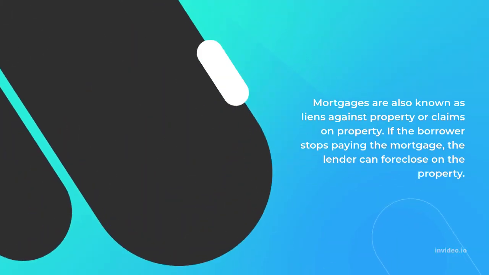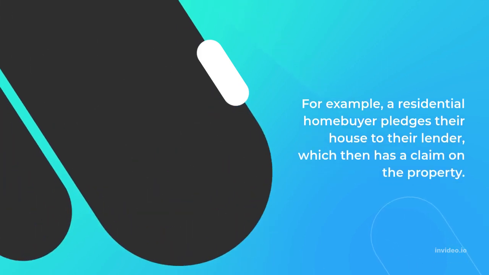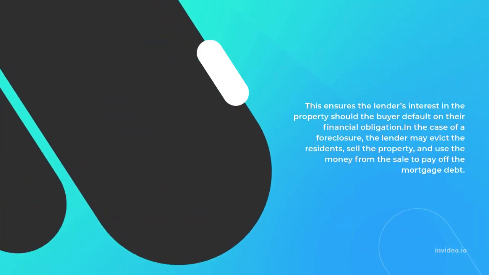Mortgages are also known as liens against property or claims on property. If the borrower stops paying the mortgage, the lender can foreclose on the property. For example, a residential home buyer pledges their house to their lender, which then has a claim on the property. This ensures the lender's interest in the property should the buyer default on their financial obligation. In the case of a foreclosure, the lender may evict the residence, sell the property, and use the money from the sale to pay off the mortgage debt.